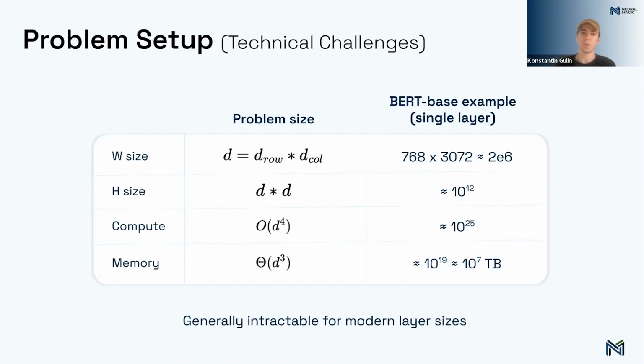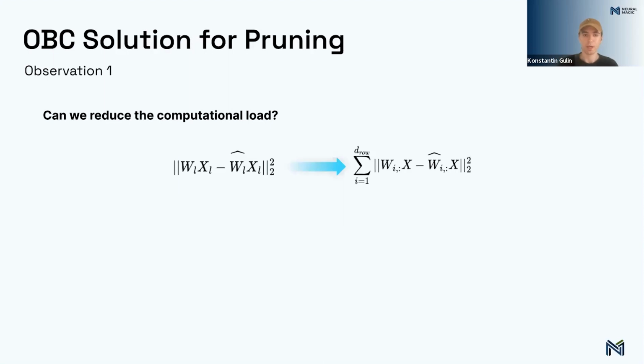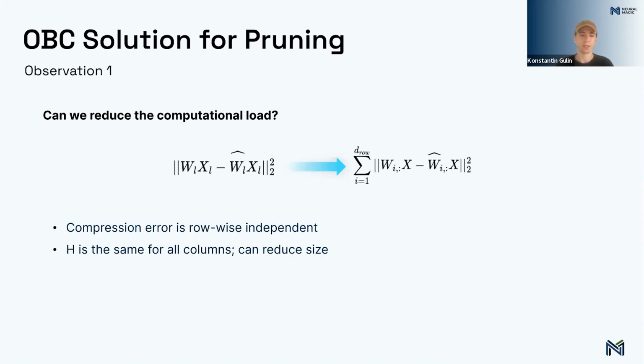So let's see how we can maybe come up with some tricks and make some observations in order to bring this computational complexity way down. So the question is, can we reduce the computational load? So first observation we can make is that the loss is independent in between rows, because the output of each row is independent from the output of another row, just based on the simple matrix multiplication math. So we can actually break this out into the sum and treat the loss of each row as an independent choice. And we'll see how that's going to come into play a little bit later.